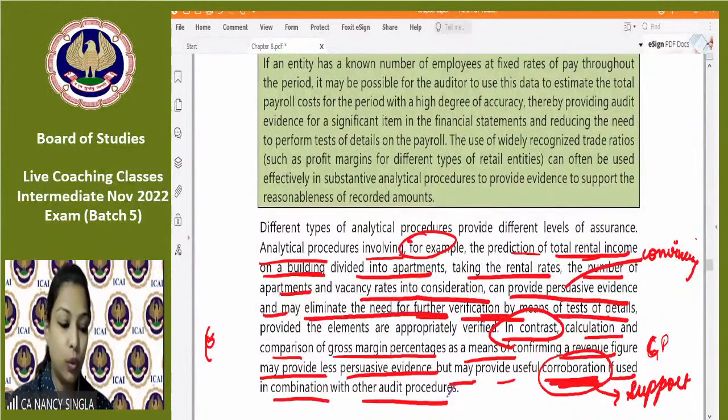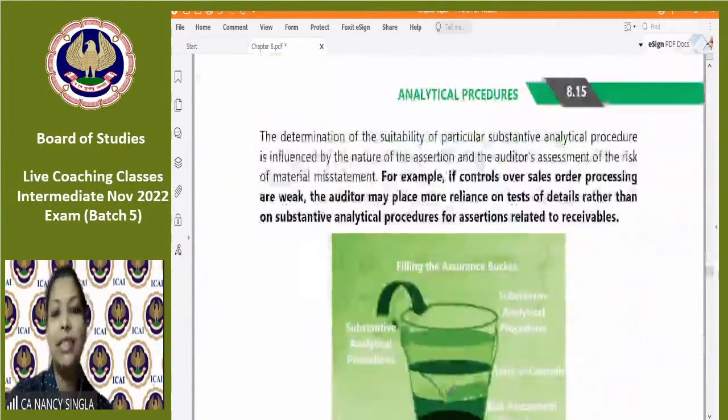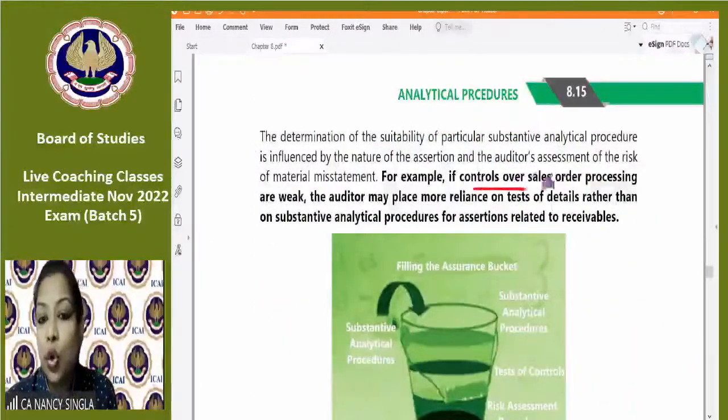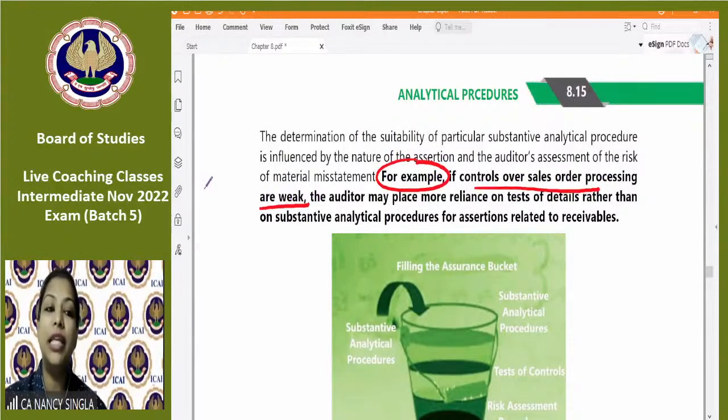So this was about what? Suitability, and it further says that if controls over sales order processing are weak, for example, so if the risk of material misstatement, if you remember that we did, it depends upon risk of material misstatement.